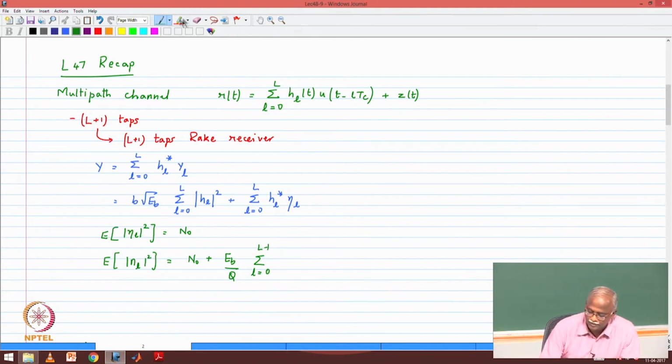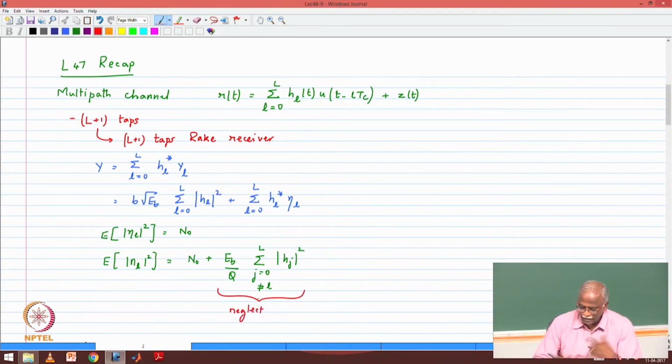Let me just do it a little bit differently. This will be the summation over j equal to 0 through L, j not equal to l, of mod h_j squared, and this is the term that we were going to neglect under the argument that Q is large. The upper-case L is small compared to Q, if Q is large. So that's the summary of the rake receiver.